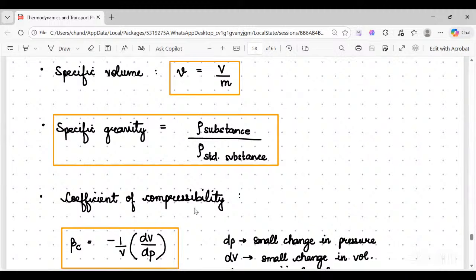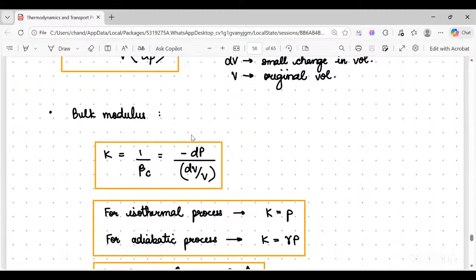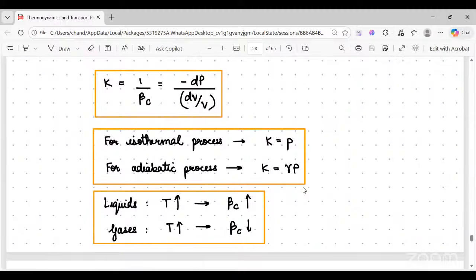Coefficient of compressibility, beta C is equal to minus 1 by V dou V by dou P. Here dP is a small change in pressure, dV is a small change in volume, and V is the original volume. Bulk modulus K is equal to 1 by beta C, which is dP by dV by V. For an isothermal process K is equal to P. For an adiabatic process K is equal to gamma P.